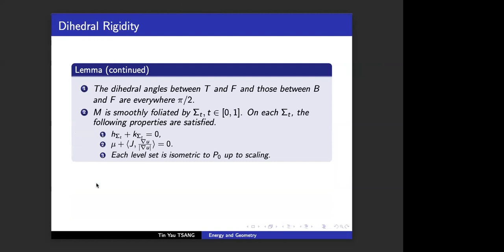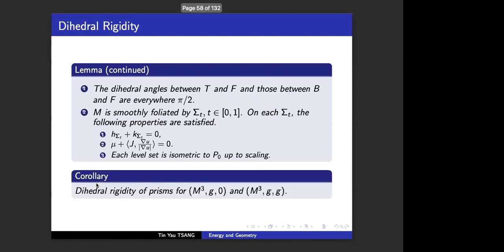And moreover, as we have discussed, the phase space is foliated by the level sets. Each level set is totally spacetime geodesic. And moreover, on each level set, mu plus j times the normal vector must be 0. And because of our energy condition, we can further show that the geodesic curvature of each level set is zero. And altogether, because the angle is the same as the original P naught, and the Gauss curvature is zero and the geodesic curvature is zero, each level set is isometric to the polygon P naught up to scaling. Then in corollary, we can tell already the dihedral rigidity for P in the MgK case and the MgG case.